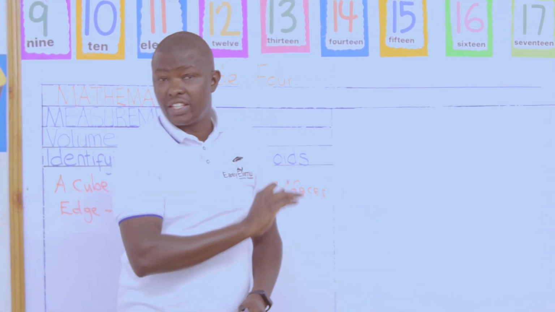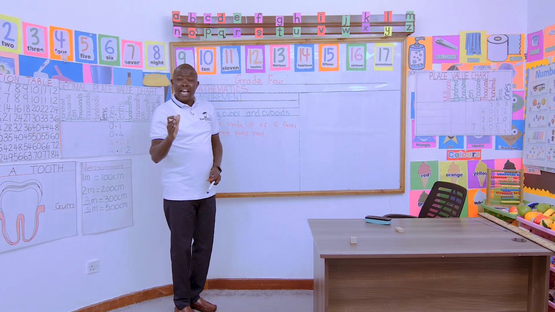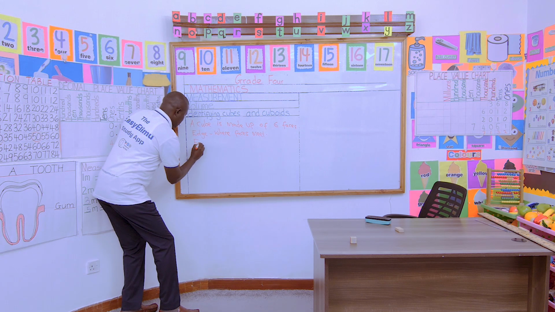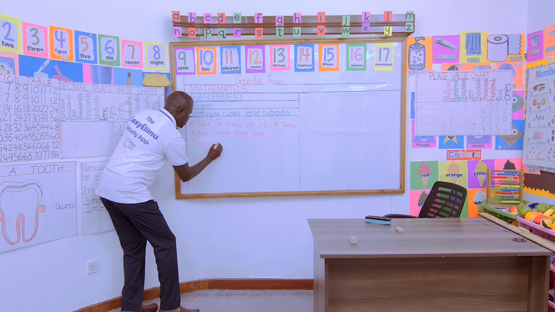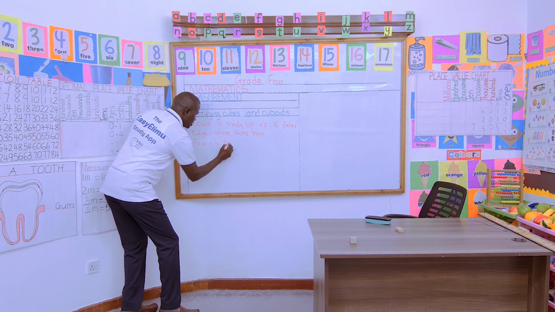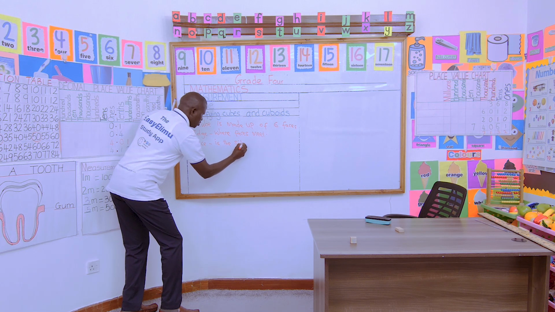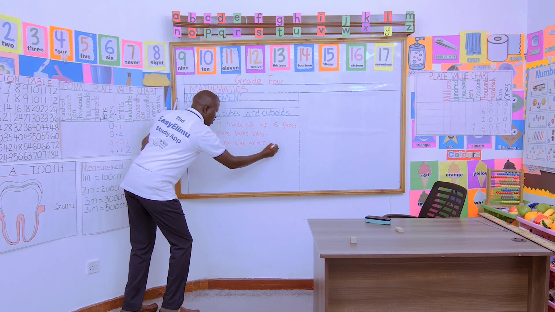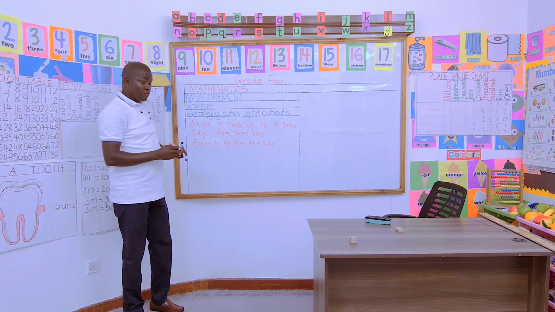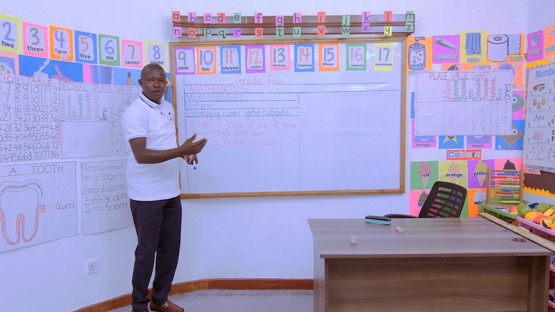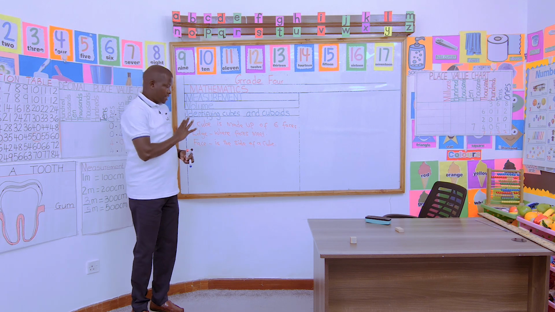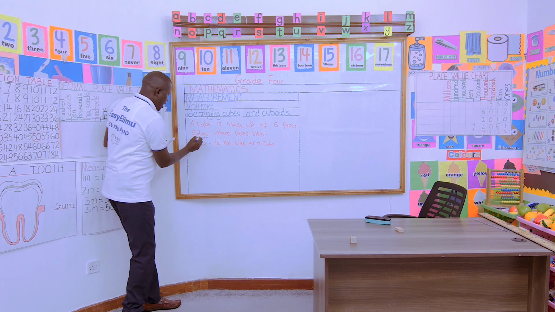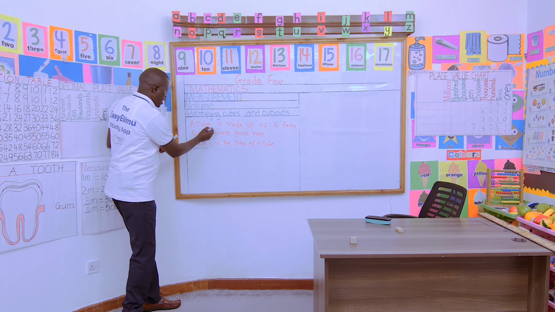Now, what is this face? A face is the side of a cube. One side, we call it a face. Many of them, we call them faces. And in our case here now, we have 6 faces. So we have identified an edge, a face, and a cube.